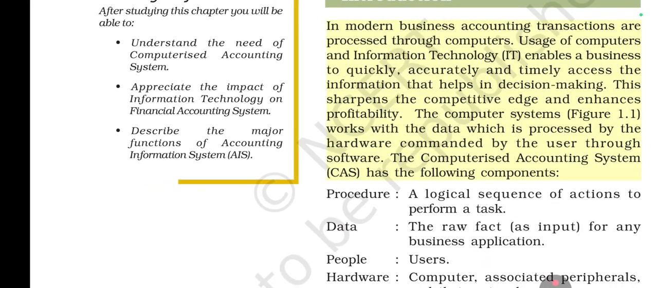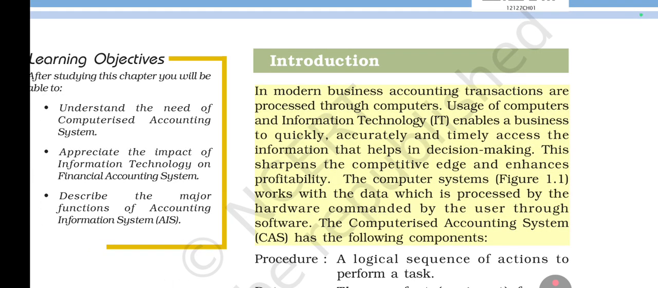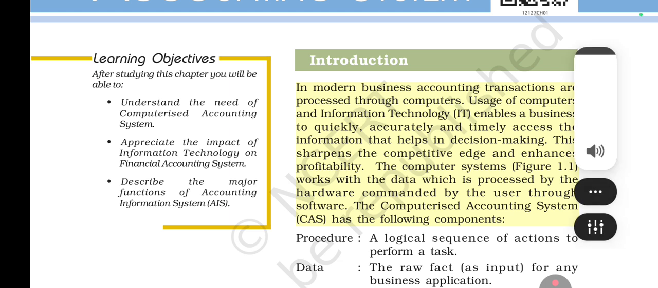Introduction. In modern business, accounting transactions are processed through computers. Usage of computers and information technology enables a business to quickly, accurately and timely access the information that helps in decision making. This sharpens the competitive edge and enhances profitability. The computer system, Figure 1.1, works with the data which is processed by the hardware commanded by the user through software. The computerized accounting system, CAS, has the following components.